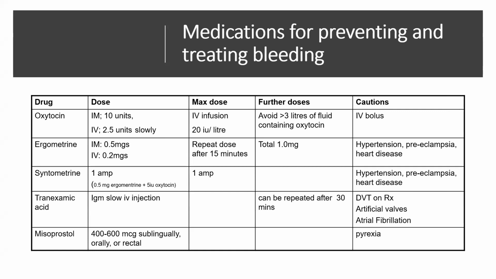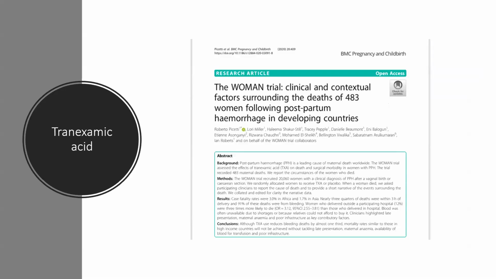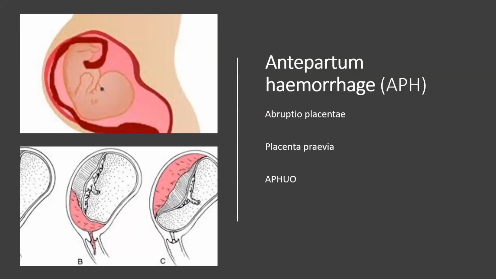You give either ergometrine or syntometrine. Early administration of tranexamic acid has been shown to improve death and postpartum hemorrhage. Misoprostol also can be used as a uterotonic. Remember the WOMAN trial that has shown that use of tranexamic acid on its own decreases mortality and morbidity, and it actually decreases hemorrhage itself.